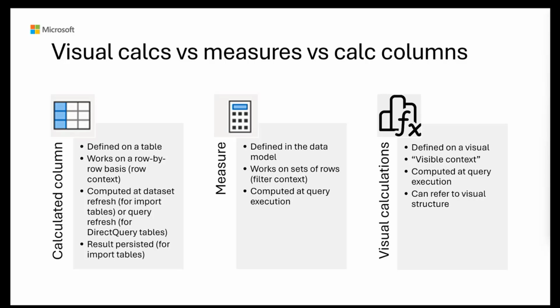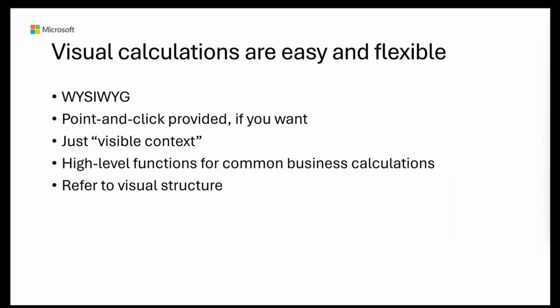So then visual calculations actually take this row by row thinking, this very visual thinking of calculated columns, but then calculate on the fly like measures. So it's taking the best of both into one. That's visual calcs. So visual calculations are WYSIWYG. What you see is what you get. Point and click will be provided if you want. You don't have to use point and click. You can still type, but you can also use point and click, or at least you will be able to. You're just using visible context, which basically means you just see what's in the visual, and that's what you work with.